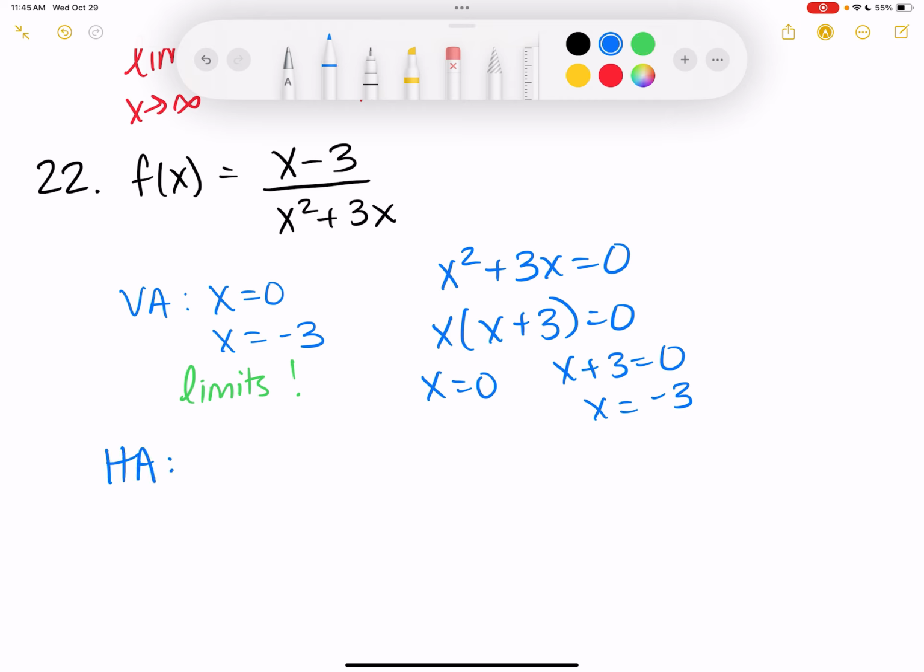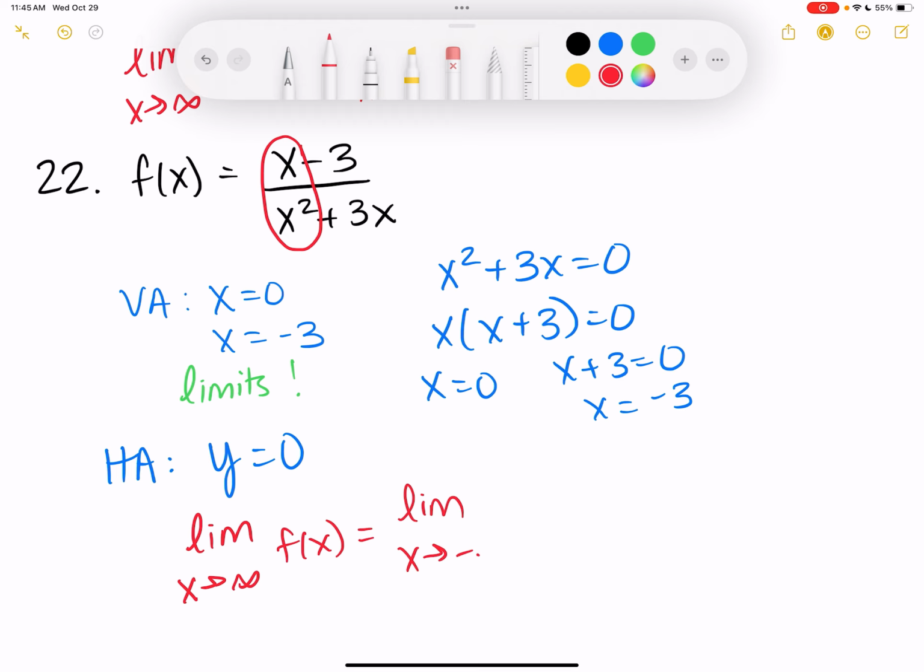So what's the horizontal asymptote? y equals 0. So the limit on this one, I just want us to see this. When I do the limit, all I need to look at is this piece right here. So the limit as x approaches infinity is equal to the limit as x approaches negative infinity is equal to what? If I put 500 over 500 squared, then I would get 1 over 500.